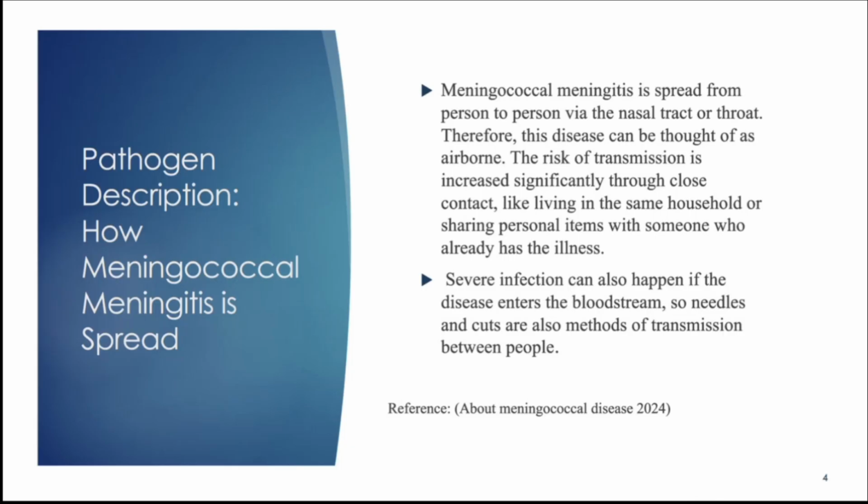Meningococcal meningitis is spread from person to person through the nasal tracts or throat, so this disease can be considered airborne. The risk of transmission is increased significantly through close contact, like living in the same household or sharing personal items with someone who's already infected. Severe infection can also happen if the disease enters the bloodstream, so needles and cuts are also methods of transmission between people.